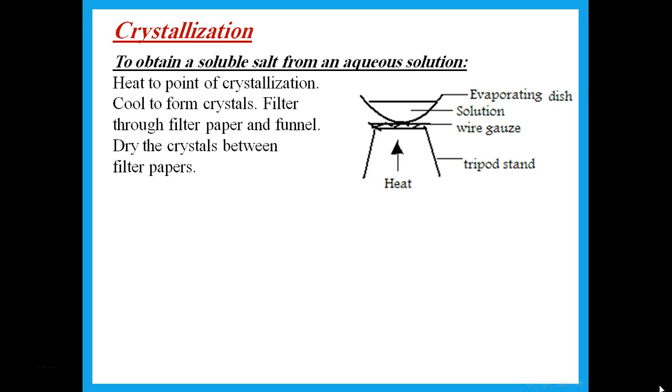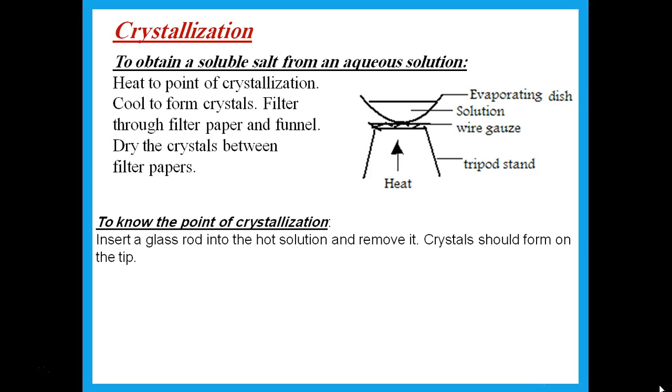When I remove some of the water, the solution formed is called a saturated solution. That means a solution that has a lot of salt but very little water. That is what we call heat to point of crystallization. So when I say heat to point of crystallization, that means I'm going to heat the solution to remove as much water as possible. Once I have reached point of crystallization, I cool it, and once I cool it, it starts to form crystals. In that case, I filter the crystals through filter paper and funnel. The crystals will remain in my filter paper, so dry the crystals between filter papers.